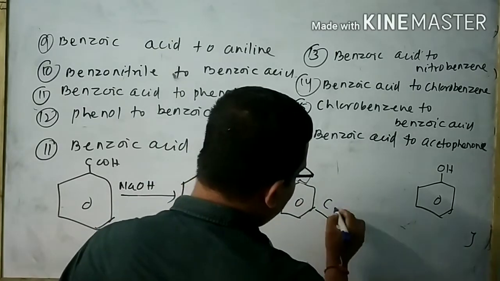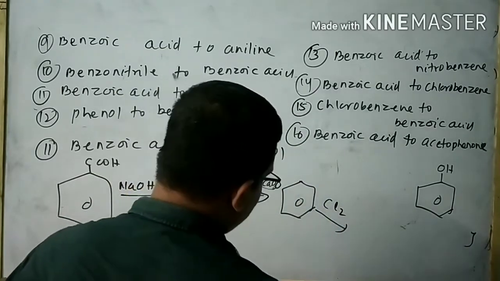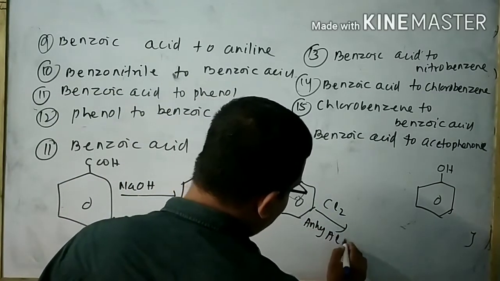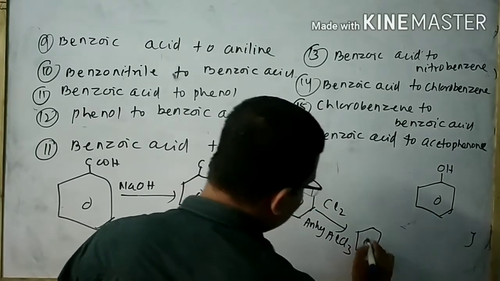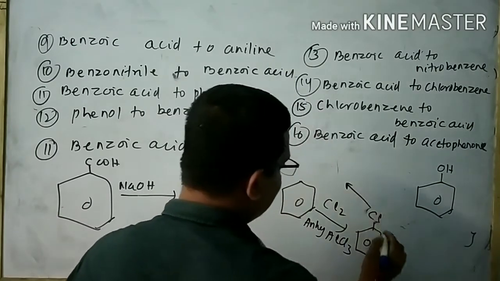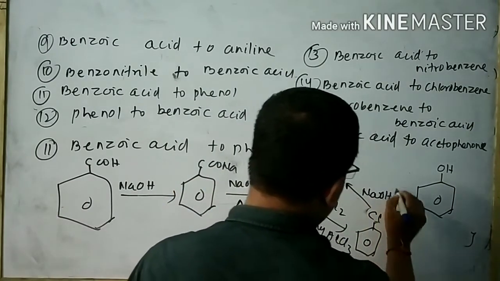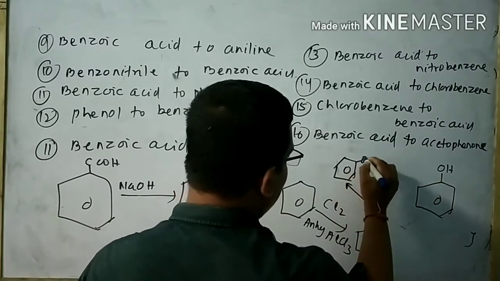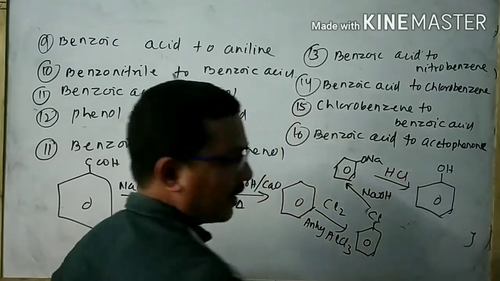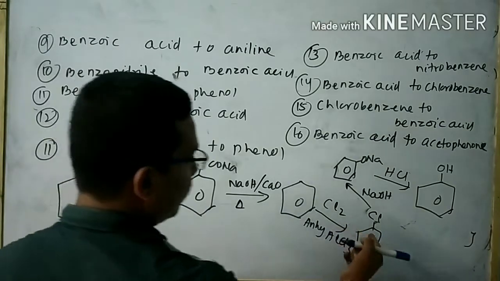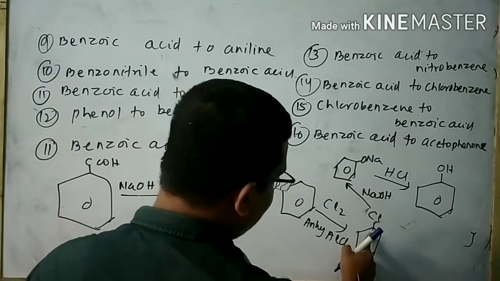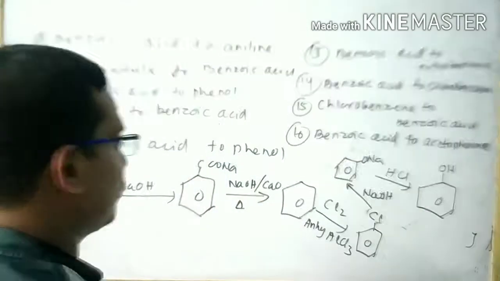Again benzene is subjected to halogenation, that means benzene is subjected to reaction with chlorine in the presence of anhydrous AlCl3, then chlorobenzene is formed. Now chlorobenzene is subjected to reaction with sodium hydroxide, then sodium phenoxide is formed. Then sodium phenoxide is reacted with HCl, then phenol is formed. That is said to be the Dow process, that means preparation from chlorobenzene to phenol.